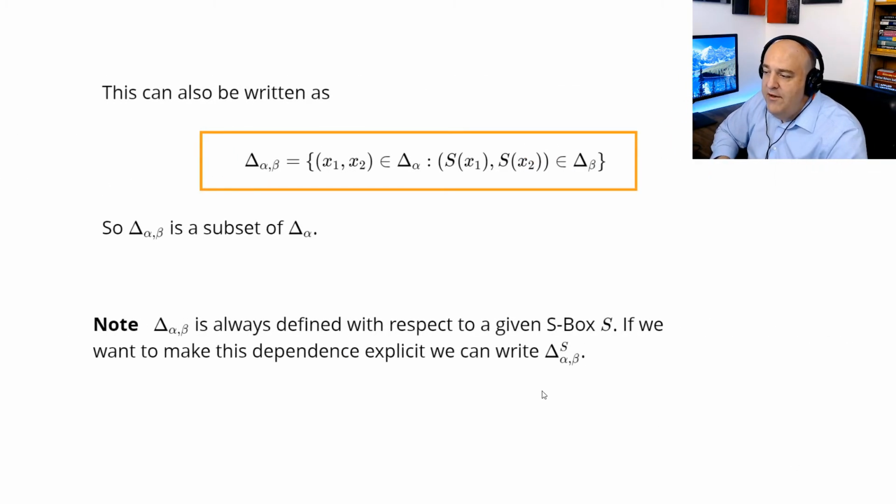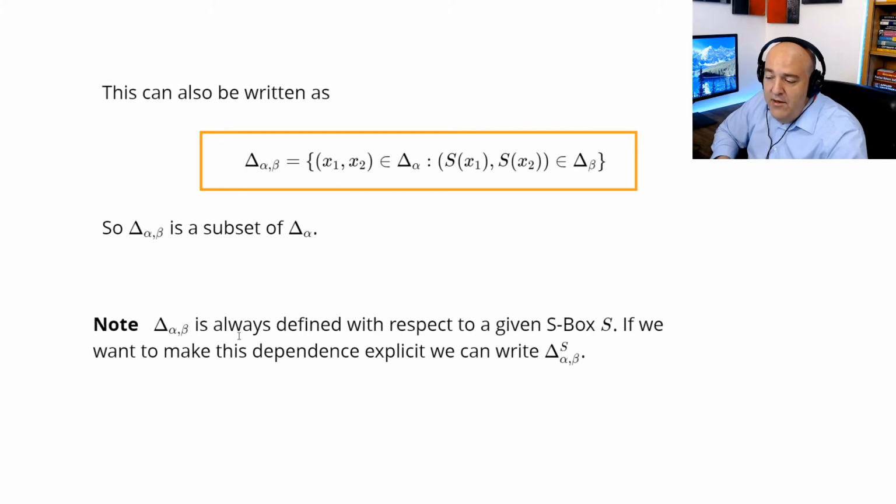And we can also write this as the set of all ordered pairs x1 and x2 that are in the difference set of alpha, and the images S of x1 comma S of x2 is in the difference set of beta. Just another way to look at it. And when we write it like this, it's obvious that delta alpha beta, the difference set of the S-box, is a subset of the difference set of alpha.